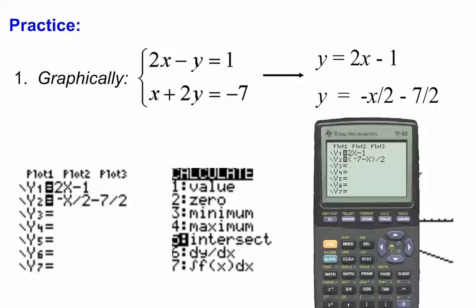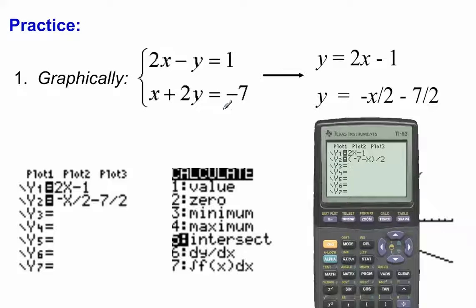In this segment, I just want to do a little practice solving systems of two equations. So the first one, we want to review solving graphically. If I want to solve the system graphically and I want to use my calculator, I need to solve both equations for y. So the first one, just add the 1 over and then subtract 1, and you've got your y equals 2x minus 1.